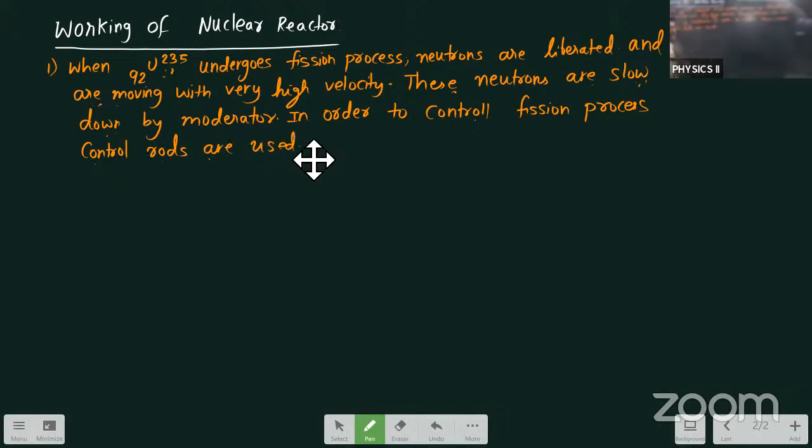Now, once the process has been controlled, and we know that a huge amount of energy is generated, heat energy is generated, in order to absorb that heat energy, what will we be doing? We'll be passing coolant through that system. So what is happening next?